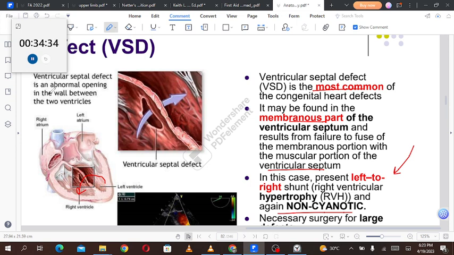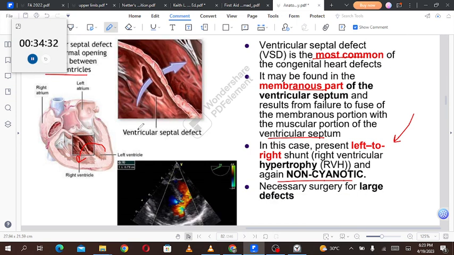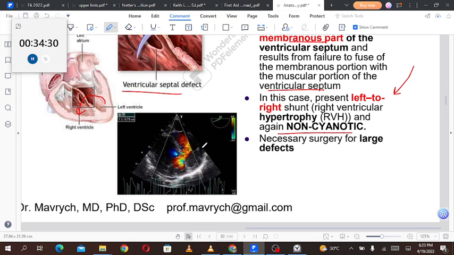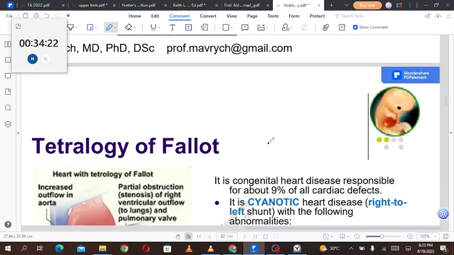Ventricular septal defect is an abnormal opening in the wall between the two ventricles, and this is the ventricular septal defect over there. And here in this picture, you can visualize the right ventricular hypertrophy. Surgery is necessary for a large defect.